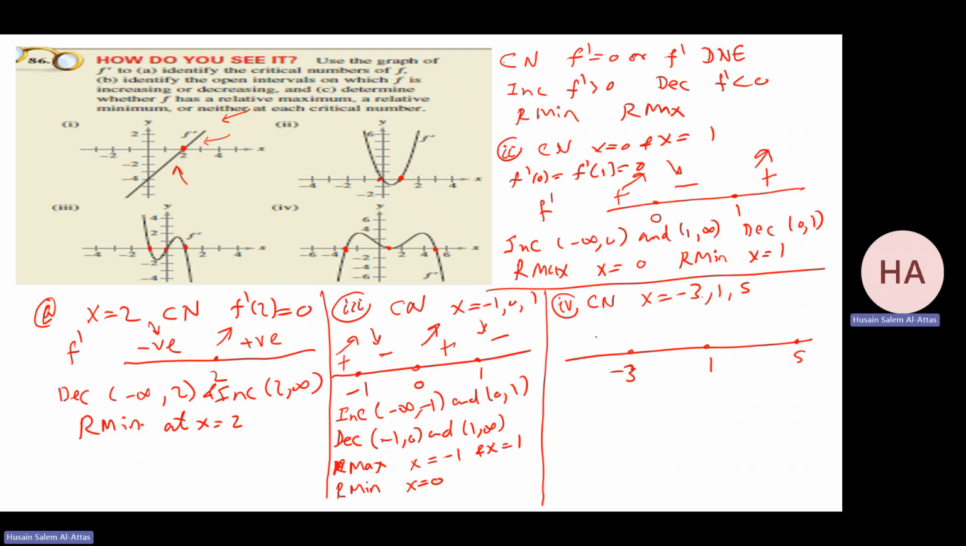Before minus 3, the function is negative. After that it is positive. Between 1 to 5 is still positive. And after 5 it is negative. So it's increasing from minus 3 to 1 and 1 to 5. Decreasing from minus infinity to minus 3 and 5 to infinity.